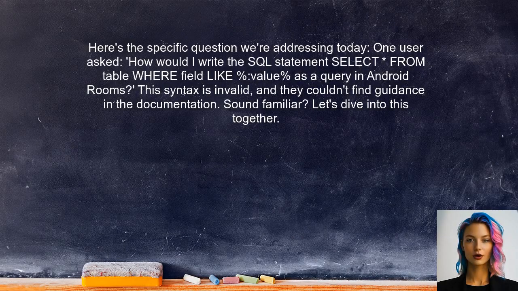Here's the specific question we're addressing today. One user asked, how would I write the SQL statement select from table where field like sent value % as a query in Android Rooms? This syntax is invalid, and they couldn't find any guidance in the documentation. Sound familiar? Let's dive into this together.